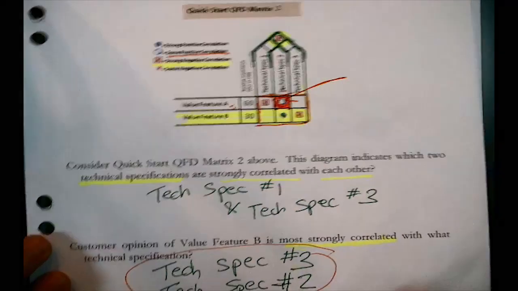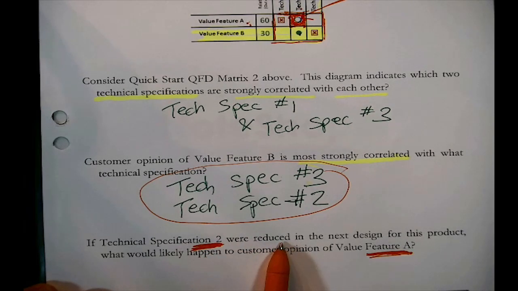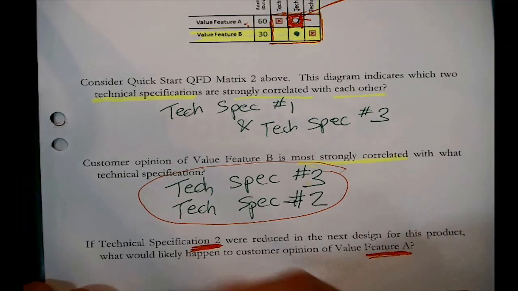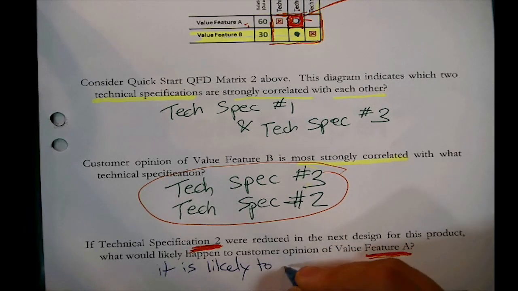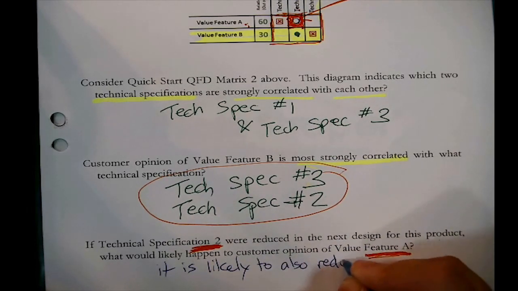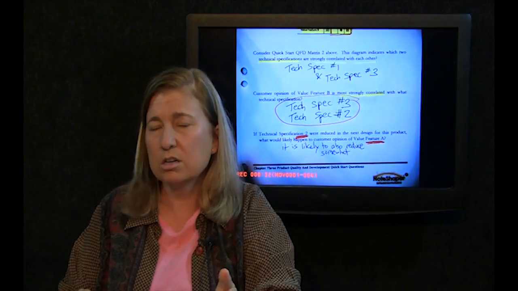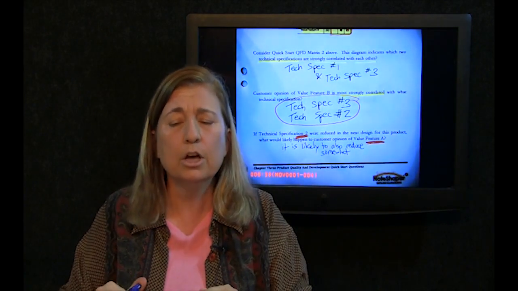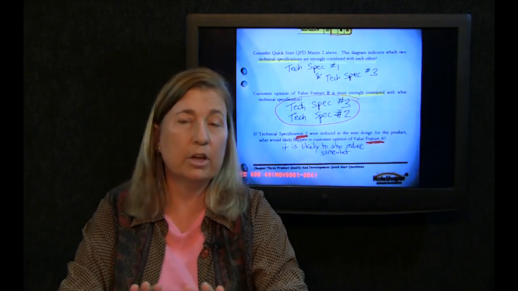Now the change, what were they saying? They're saying the change if tech specification 2 were reduced. So there's some positive correlation, right? What's likely to happen to customer opinion of value feature A? It is likely to also reduce somewhat. And I'm just saying somewhat because they didn't code it a strong positive correlation. Nonetheless, they bothered to recognize it as some positive correlation, which does imply that if you reduce that one specification, the opinion on that one value feature may drop somewhat.